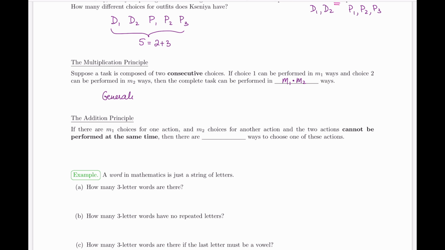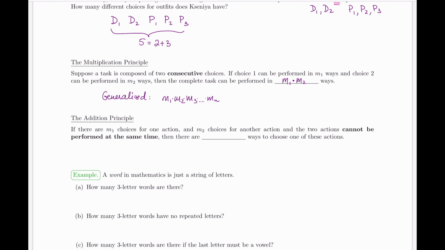So the generalized version will be if I have M1 choices for one task and M2 choices for another and M3 for the third and so on, as many of them as I have, then the total number of ways in which I can perform the complete task is going to be the multiplication of all of those ways.